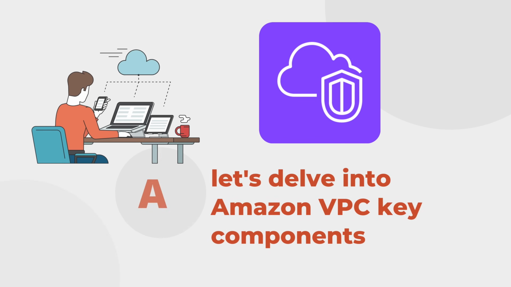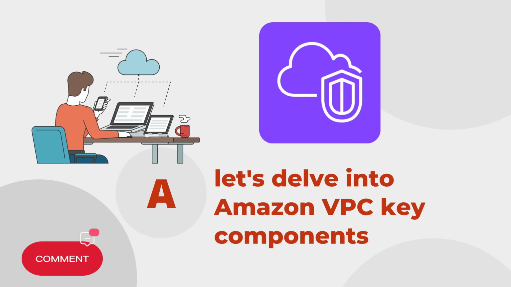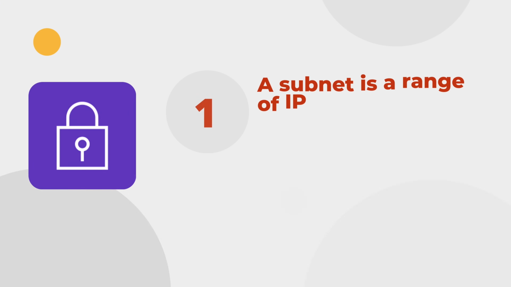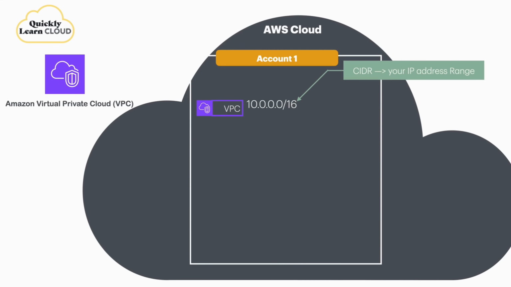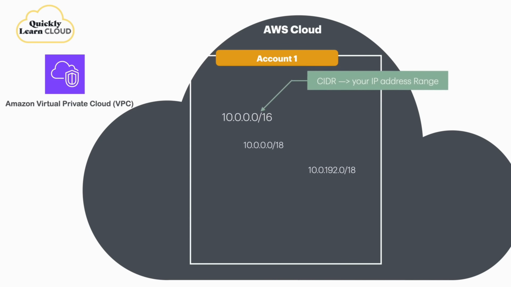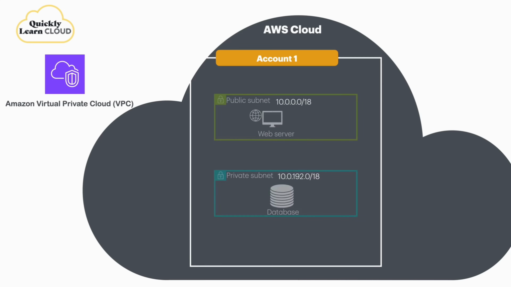Now that we've covered what a VPC is, let's delve into its key components. Each of these components plays a critical role in building and managing your network infrastructure. 1. Subnets. A subnet is a range of IP addresses within your VPC. You can divide your VPC into multiple subnets, each residing in a different availability zone, AZ. AWS recommends using subnets to group resources by common functionality or security requirements. For example, you might have public subnets for web servers and private subnets for databases.